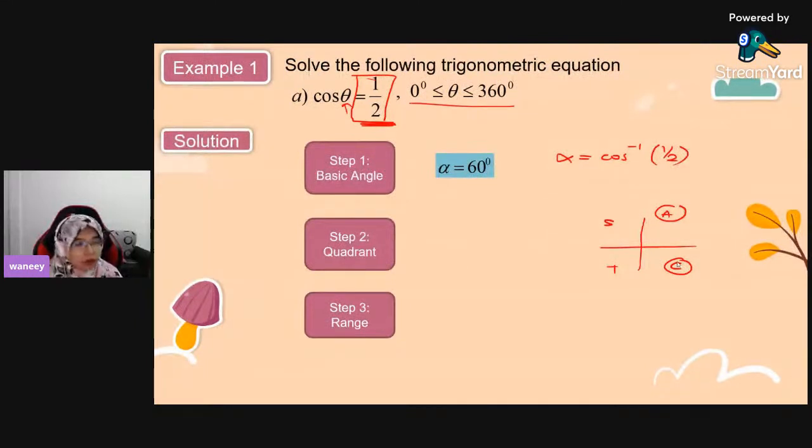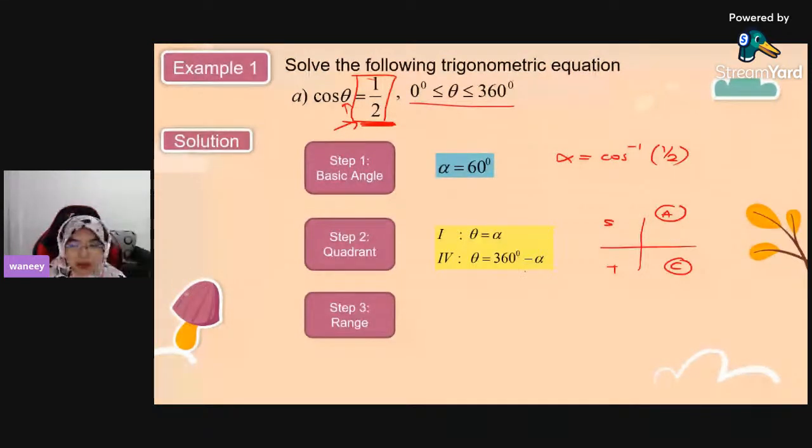So I repeat, for the quadrant part, after you draw your quadrant, just write down A, S, T, C, and then check cos theta equal to what. On the right hand side, we want to make sure whether the value is positive or negative. If it is positive, we are going to find the positive quadrants. If it is negative, we are going to find the negative quadrants. So the quadrants for this are the first quadrant as well as the fourth quadrant. The formula for the first quadrant is theta equal to alpha. For the fourth quadrant, 360 minus alpha.